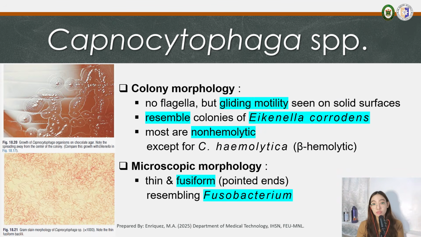As for their colony morphology, although Capnocytophaga is non-motile, their colonies display a gliding motility, as we can see right here on figure 18.20. Most of these are non hemolytic except for one species that has been observed to be beta hemolytic, which has been appropriately named Capnocytophaga haemolytica. In microscopy, they resemble fusobacterium because they have pointed ends.